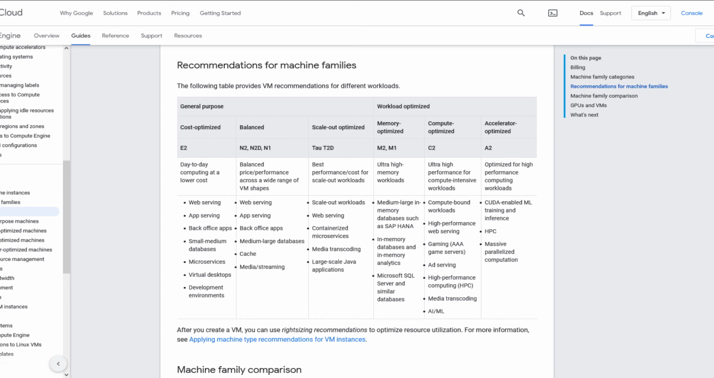So I hope I was able to help and clarify the various VM types and families in GCP, and hopefully now it is easy for you to choose the right VM for the workload that you have.